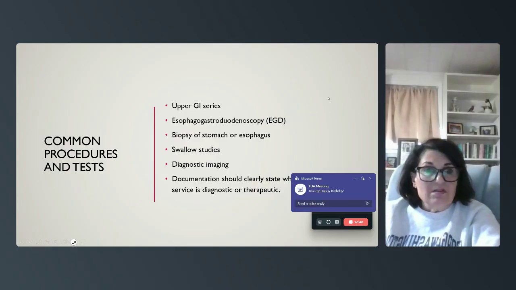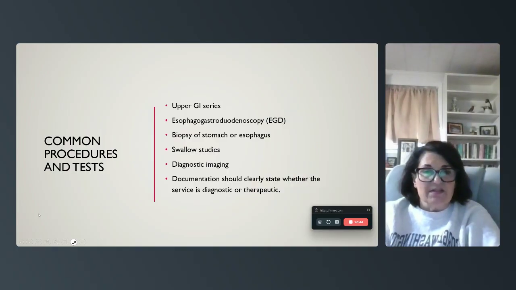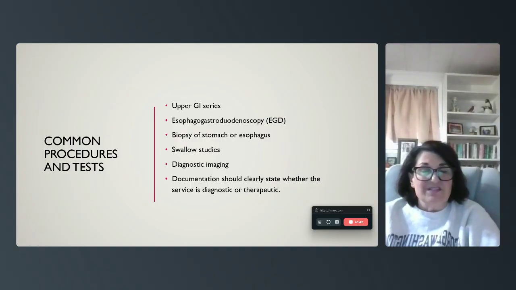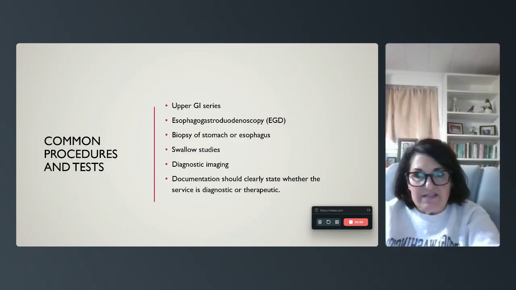Documentation should clearly state whether the service is diagnostic or therapeutic. So diagnostic is when a procedure is done just to diagnose, just to find out what's wrong. Therapeutic is when it's going in there to treat the condition. So that's the difference between diagnostic and therapeutic.